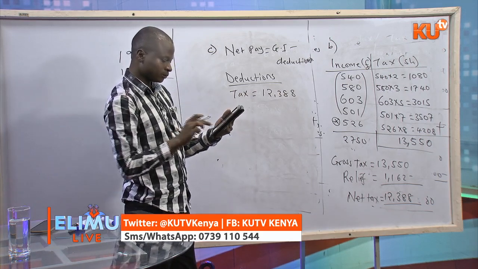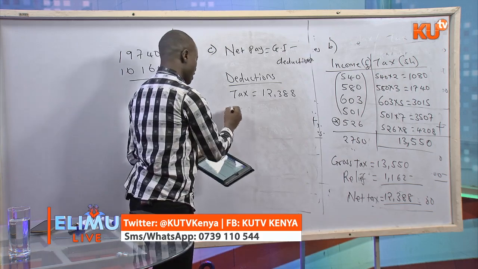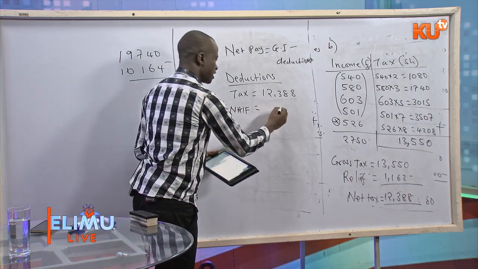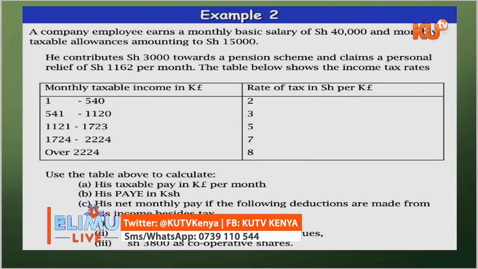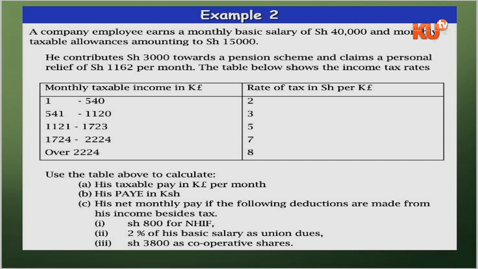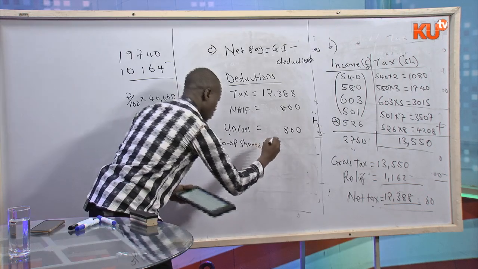What else is deducted from him? You have 800 for NHIF. So you write here NHIF 800. What else? 2% of his basic salary on union dues. So on your calculator, 2 over 100 times the basic salary, which was 40,000. 2% of 40,000 will give you 800. Union dues 800. Then cooperative shares. He contributes how much per month?